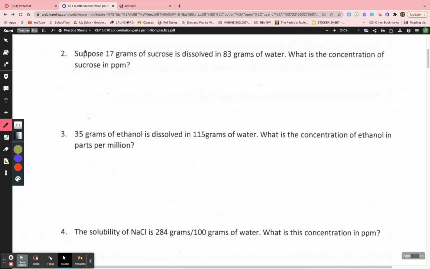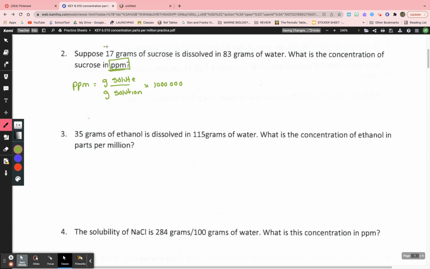Number 2. Suppose we have 17 grams of sucrose dissolved in 83 grams of water. What is the concentration of sucrose in ppm? As soon as I see ppm, I'm going to write my formula. ppm equals grams of solute over grams of solution times a million.